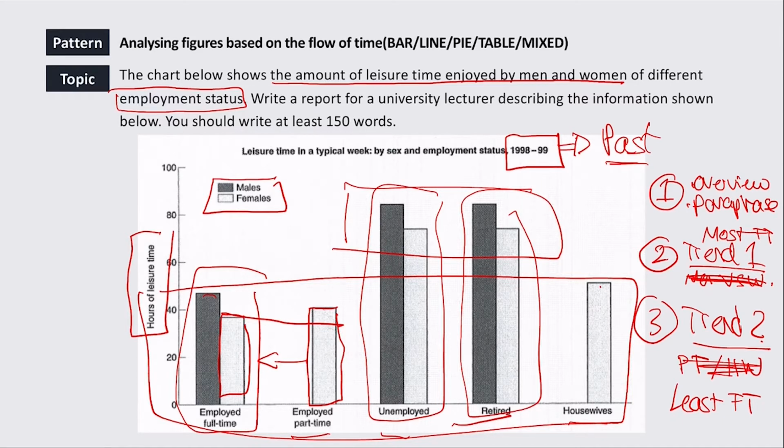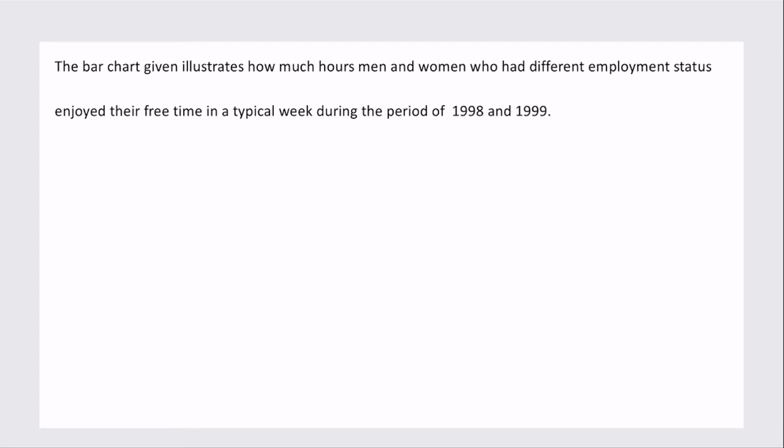Okay, so let's take a look and see what this candidate has done. The bar chart given illustrates how many hours men and women who are different employment status enjoyed their free time in a typical week during the period between 1998 and 1999.